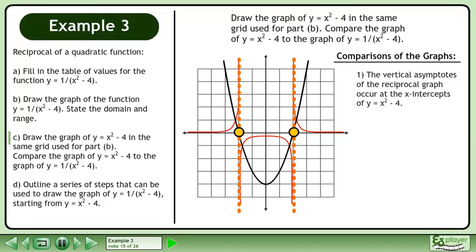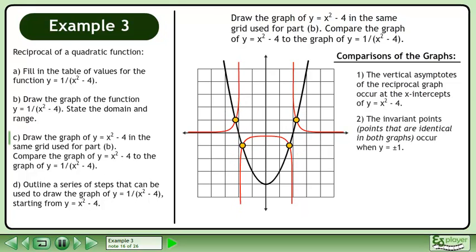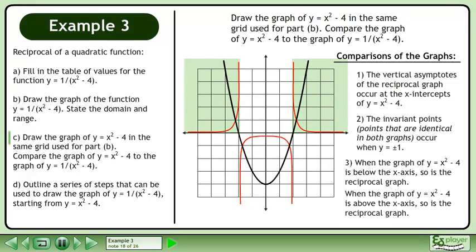Now we'll compare the graphs. First, the vertical asymptotes of the reciprocal graph occur at the x-intercepts of y equals x squared minus 4. Second, the invariant points, points that are identical in both graphs, occur when y equals positive or negative 1. When the graph of y equals x squared minus 4 is below the x-axis, so is the reciprocal graph. And when the graph of y equals x squared minus 4 is above the x-axis, so is the reciprocal graph.